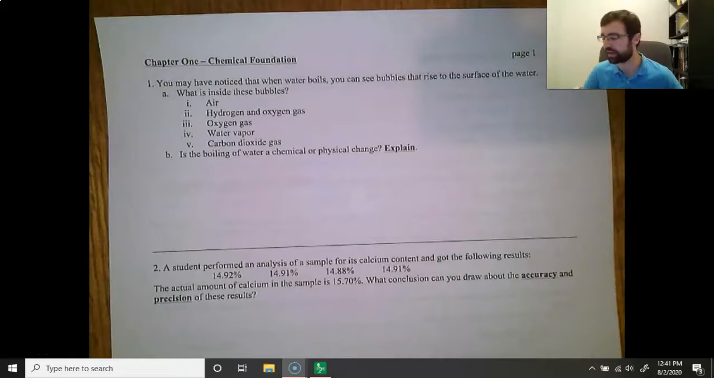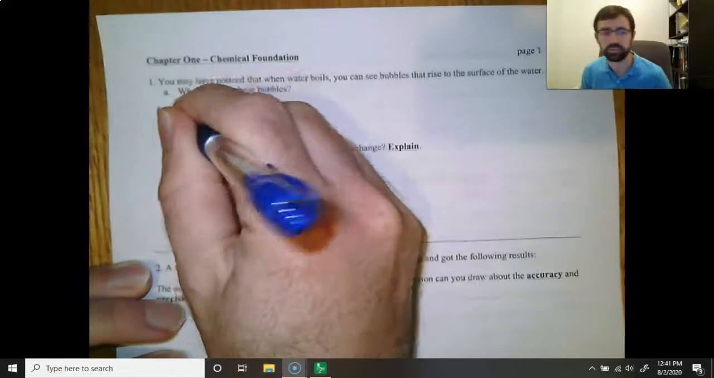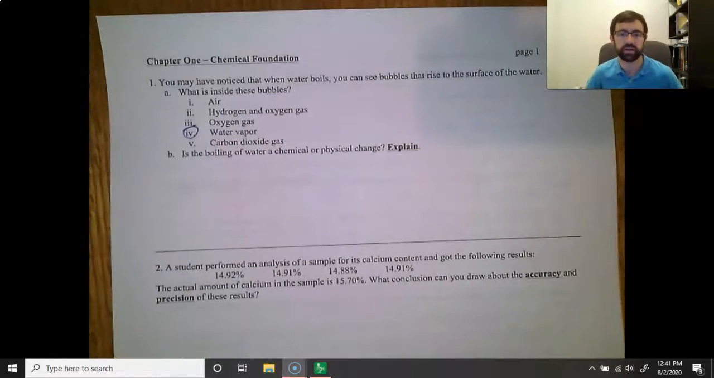I hope that you recognize it is not air that's coming out of the bubbles. It is not hydrogen and oxygen gases in different forms. It's not carbon dioxide because there's no substantial amount of carbon dioxide in water. No, this is water vapor. It's changing state of matter. It turns into vapor. And what is water vapor? It's still water. It's just a different state of matter. So instead of being liquid, it changed to gas.